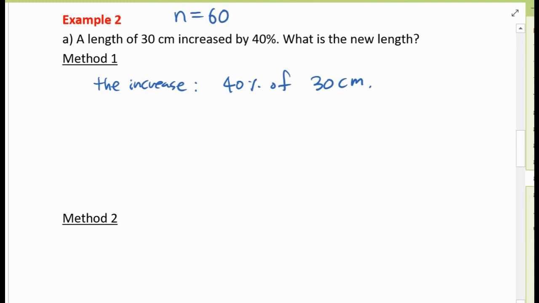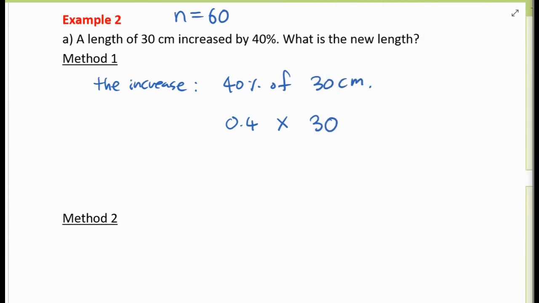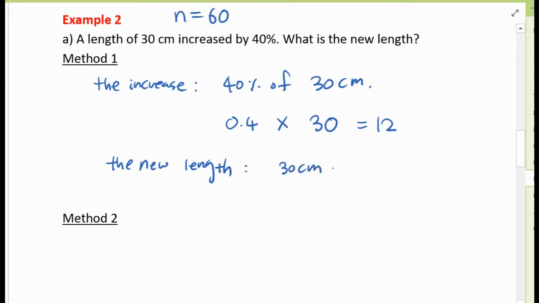How would you calculate this? So you're going to change this to a mathematical sentence. So 40% is 0.4 of is multiplication 30. So 0.4 times 30. That is 12. So the increase is 12 centimeter. And the new length is the original length, 30 centimeter, plus the increase, 12 centimeter. So the answer is 42 centimeter.